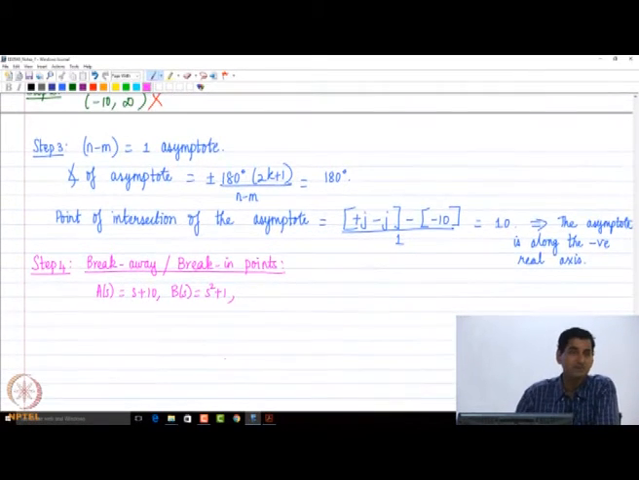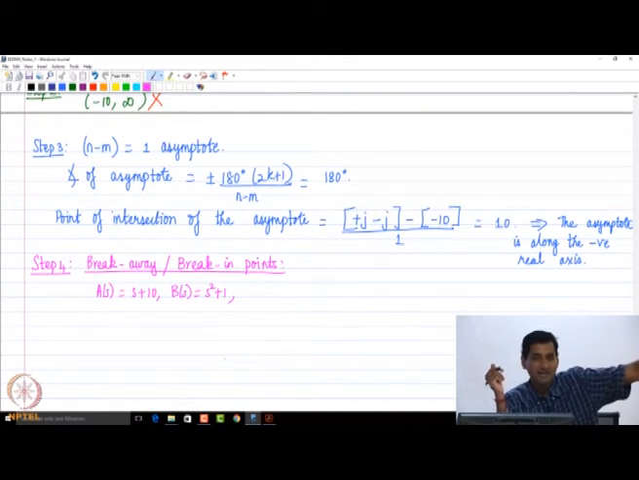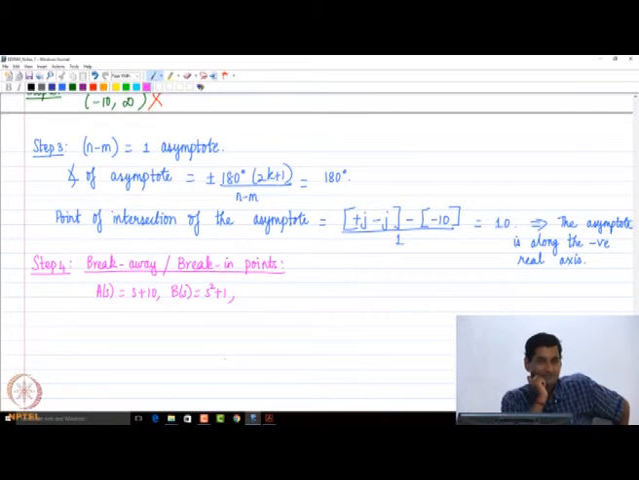The asymptote is along the negative real axis, because the point of intersection of the asymptote with the real axis is plus 10. So what is the only line which will intersect the real axis at plus 10 and still have an angle of 180 degrees with the positive real axis? The asymptote has to necessarily go along the negative real axis.